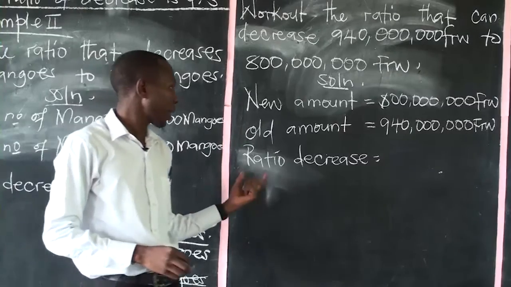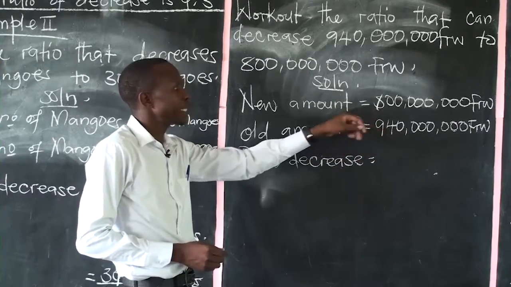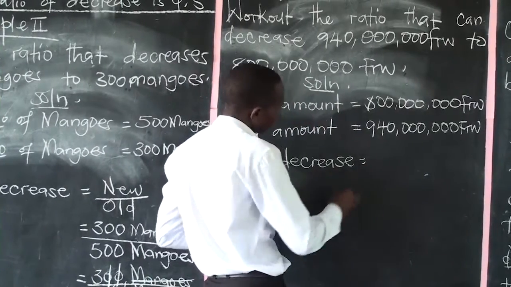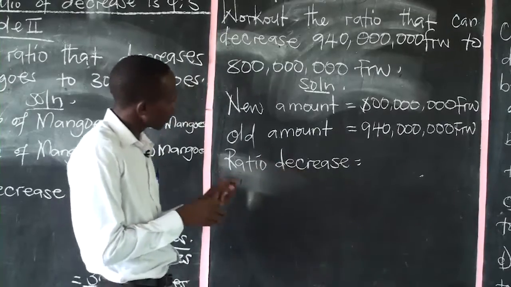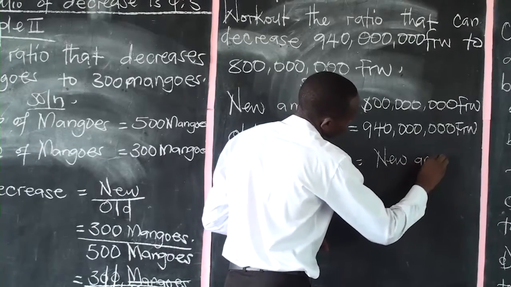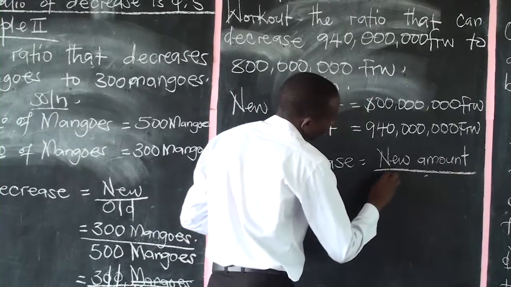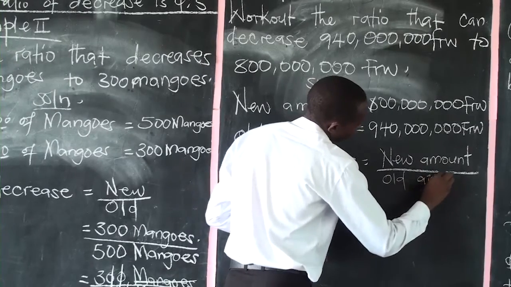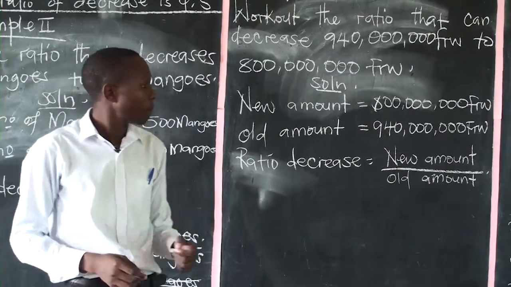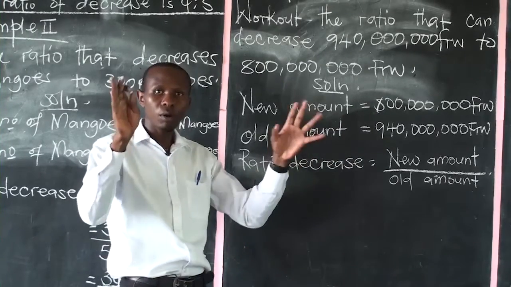Then from there, we come to ratio of degrees. The ratio that decreased this money from 940 million to 800 million. For us to find the ratio of degrees, we shall come out with the new amount divided by old amount. By doing this, we are finding the ratio of degrees, the ratio that brought this money down.